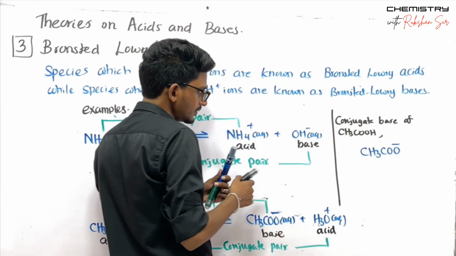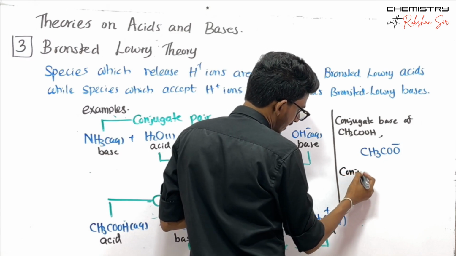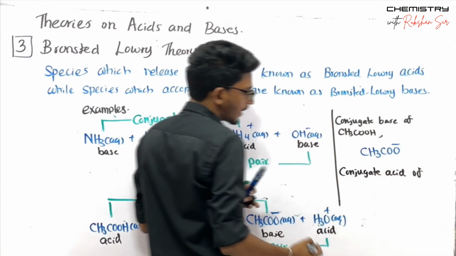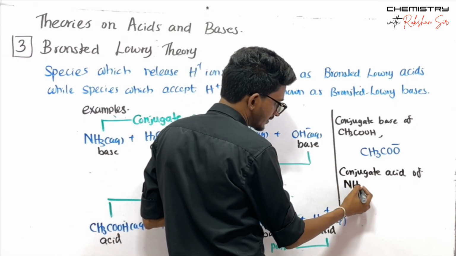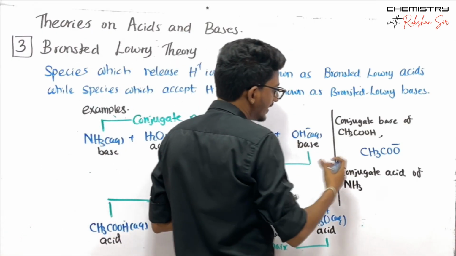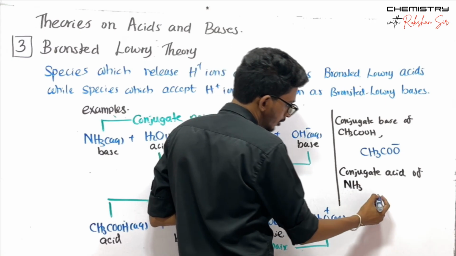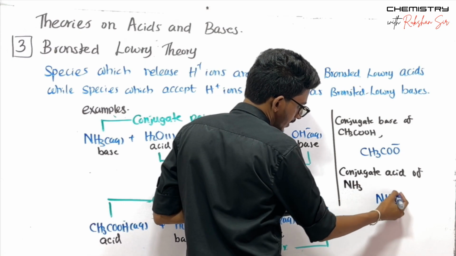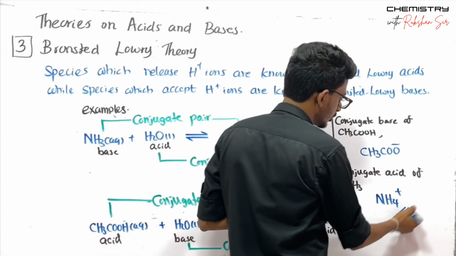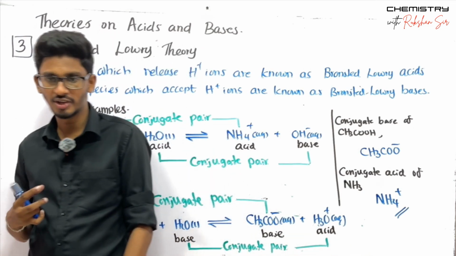If they have asked you to come up with the conjugate acid of a base, let's say of NH3, then what you are supposed to do is just add an H plus and write the result. Add H plus to this one. So that is going to be NH4 plus. That is how we come up with the conjugate acid if the base is provided.